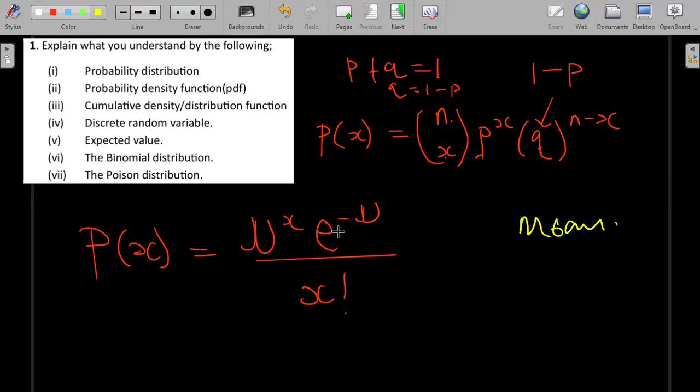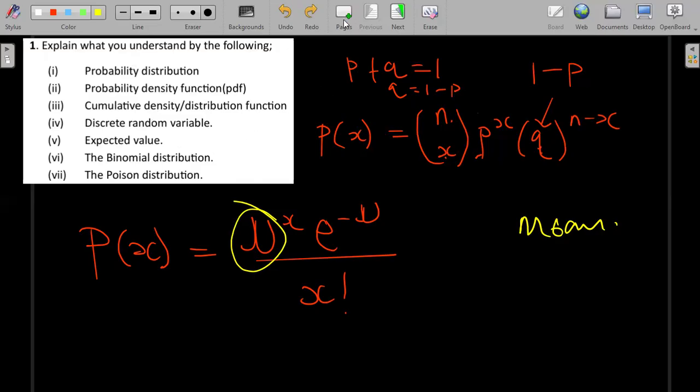And then e is just a number, and x is the actual number of events that you're considering. Remember I said it models the probability of a given number of events occurring in a fixed interval of time, assuming that these events occur independently at a constant rate. No wonder you can see the mean in the formula there. All right, so those are the definitions for these terms. For more, you can refer to your lecture notes, or I'll upload the written solutions for question 1 so that you can read through the definitions and be able to answer questions there.